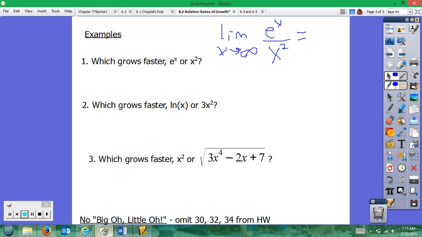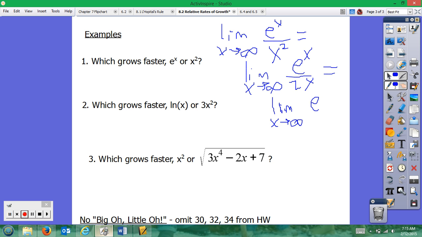So that means we can take the derivative of the top and of the bottom, not of the entire function. The derivative of e to the x is e to the x. The derivative of x squared is 2x. Still infinity over infinity. Take the derivative again.